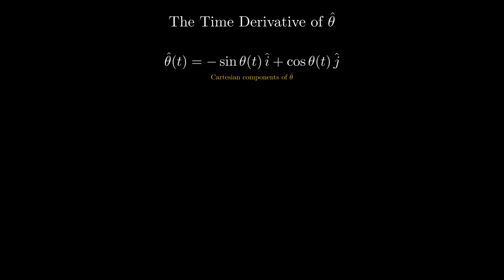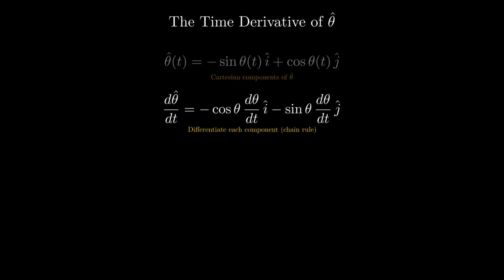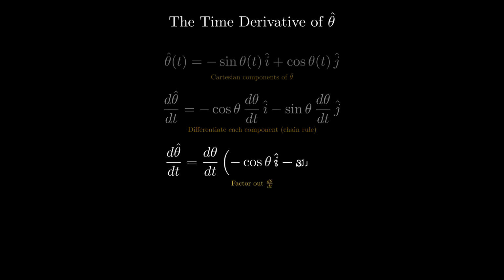In Cartesian components, theta-hat equals minus sine theta times i-hat plus cosine theta times j-hat. Differentiate with respect to time using the chain rule because theta depends on time. The derivative of minus sine theta is minus cosine theta times d theta dt. And the derivative of cosine theta is minus sine theta times d theta dt. Pulling out a common factor of d theta dt, the bracket becomes minus cosine theta times i-hat minus sine theta times j-hat.